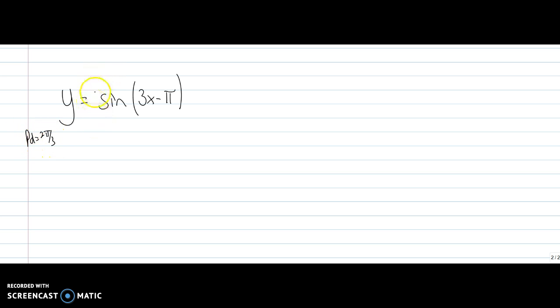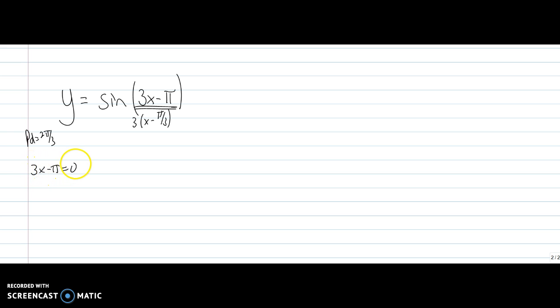No vertical shifts, amplitude is still 1, there's no reflections here. The shift is not right by pi, even though it kind of looks like it. If we factored out the 3, divide this by 3, divide that by 3, we see it's actually shifting right by pi over 3.